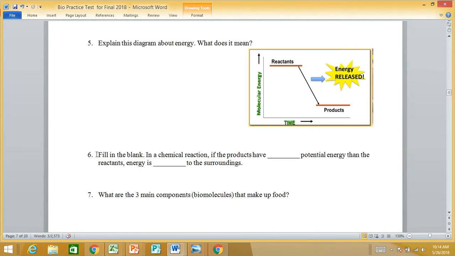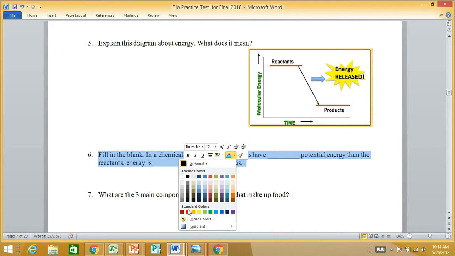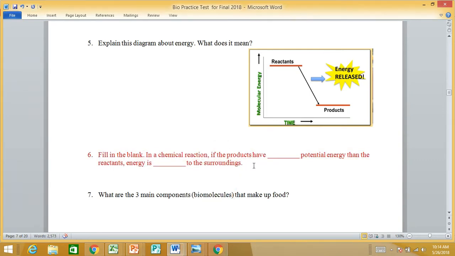Fill in the blank. I apologize. This is a wrong question. You can just drop it off the final. In a chemical reaction, if the products have greater potential energy than the reactants, then energy is added. So it really shouldn't be surroundings. Added to get it to the reaction. So my bad. If the products have greater potential energy, then the reactant's energy has to get added. Anyway, drop it off the test.